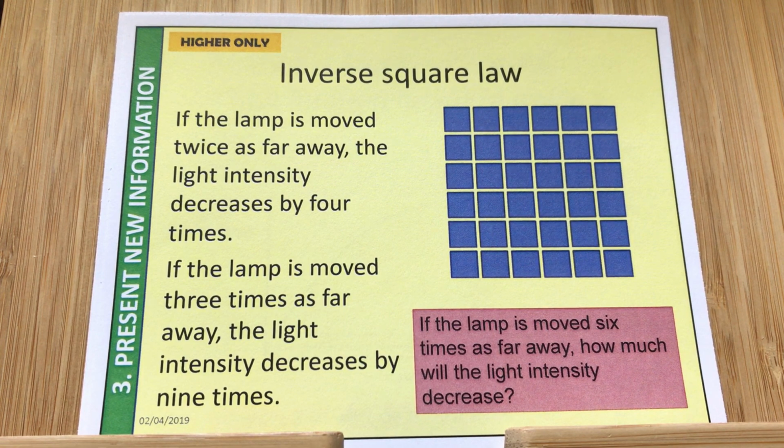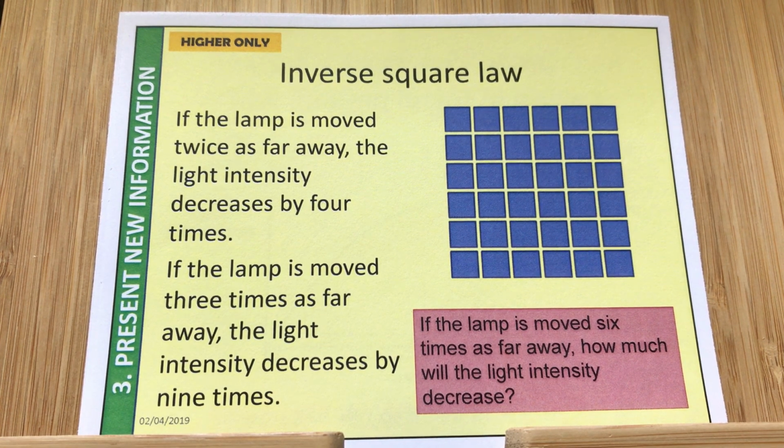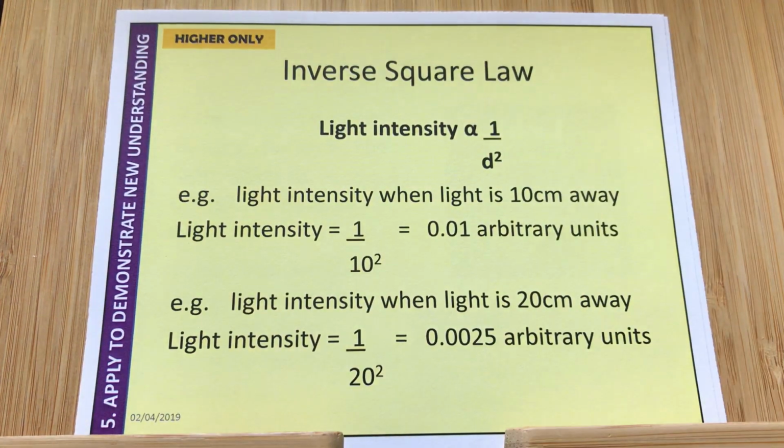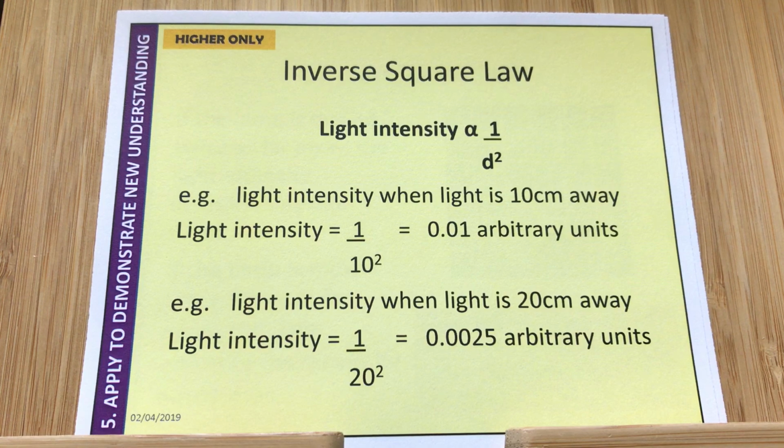And then the question says, if the lamp is moved 6 times as far away, how much will the light intensity decrease? 6 squared is 36. So if you move the lamp 6 times as far away, it will decrease its light intensity by 36 times. Now, this is the calculation that we tend to see in the exam. Light intensity is proportional to 1 over the distance squared. Let's look at an example. E.g., light intensity when light is 10 centimetres away, so 1 over 10 squared. Okay, 10 squared is 100, so 1 over that is 0.01 arbitrary units.